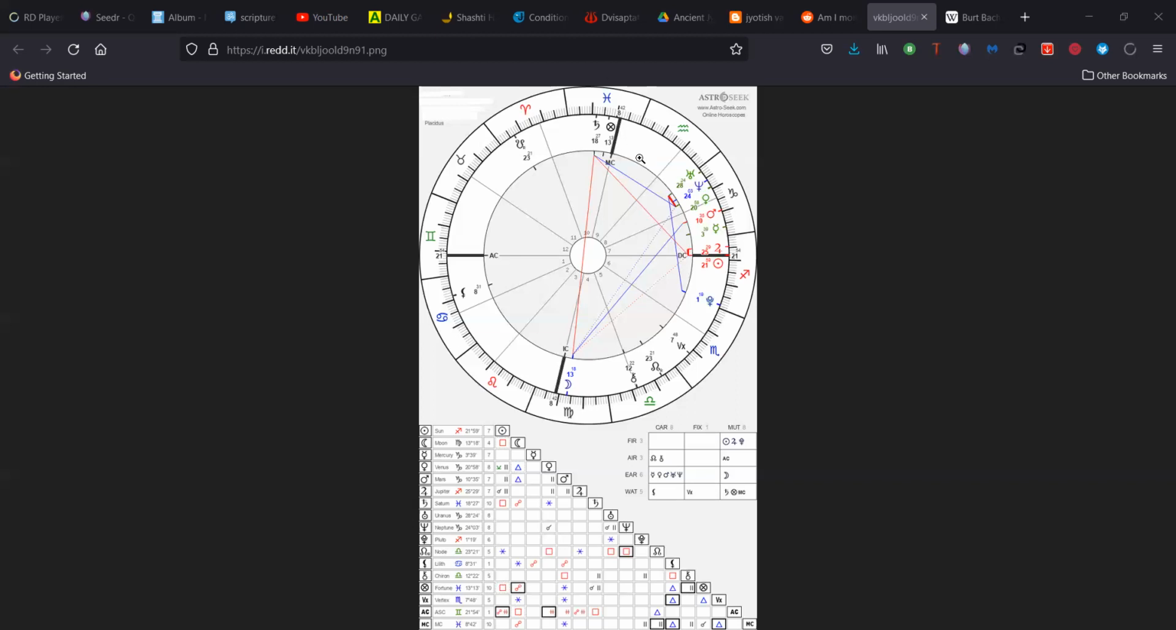Pisces Virgo oppositions make me think of themes of compassionate service and helping others. Saturn in the 10th will make them work very hard to create a legacy, especially with the night chart. This person could probably go very high in their career.